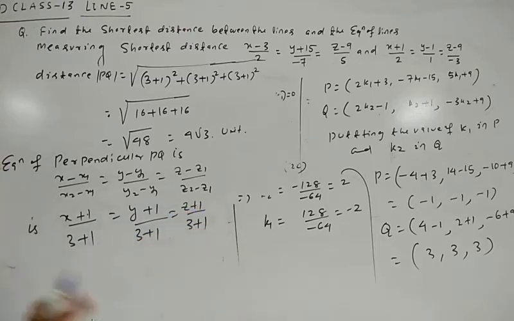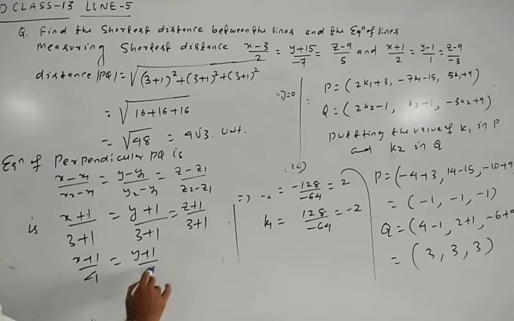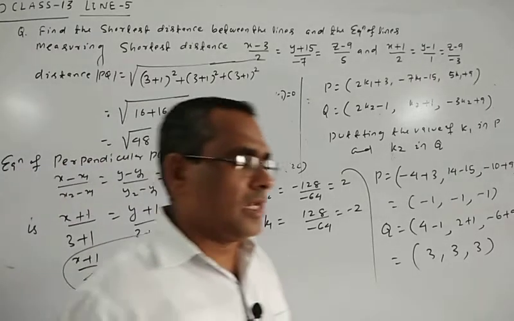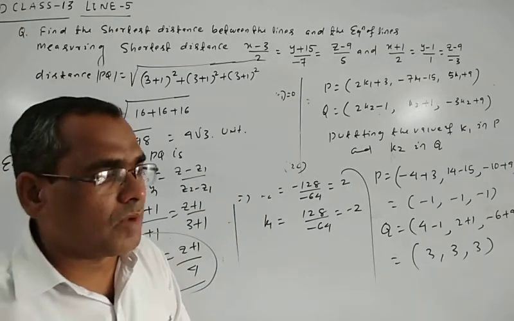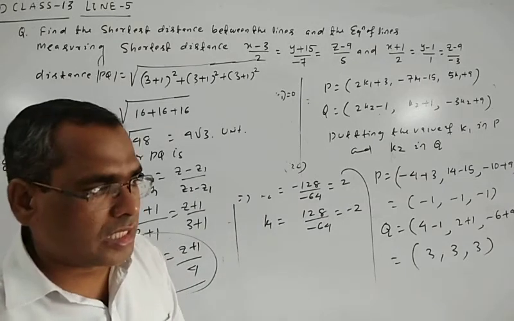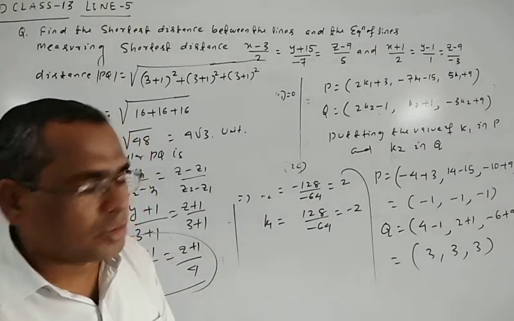Okay, do you understand how to find the shortest distance between two skew lines and the perpendicular equation also? That is x plus 1 by 4, y plus 1 by 4 is equal to z plus 1 by 4. This is the equation of the perpendicular line and the shortest distance is 4 root 3. So in this way you have to find the perpendicular distance and perpendicular equation also.